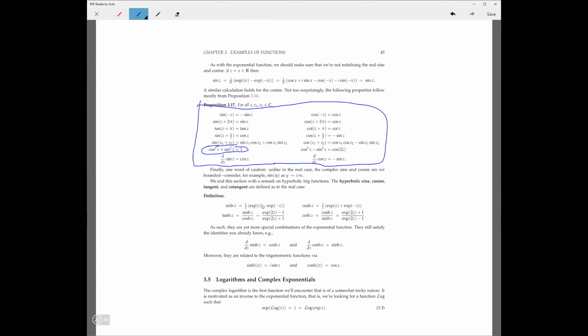Okay, now they do this hyperbolic sine, cosine, and all that, but honestly, I think just know that those exist. You don't have to refer back to them. Okay, let's take a look at logarithms and complex exponentials.